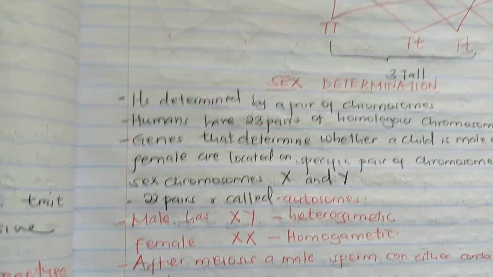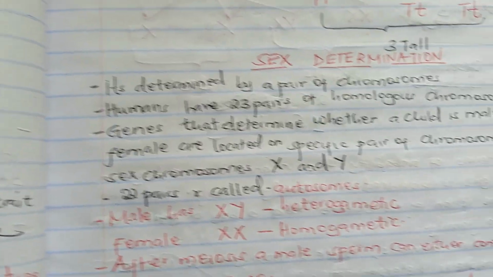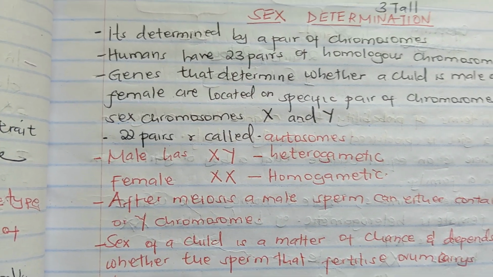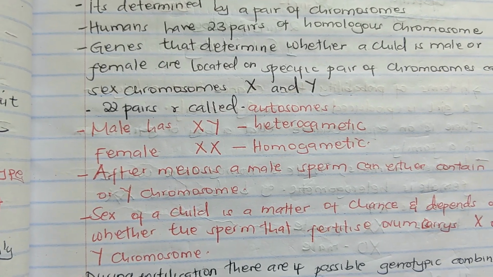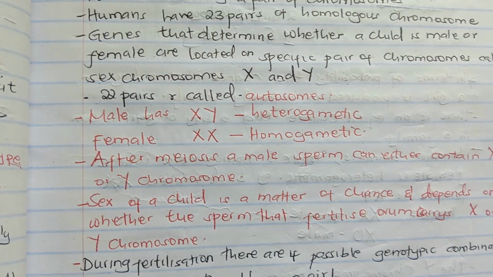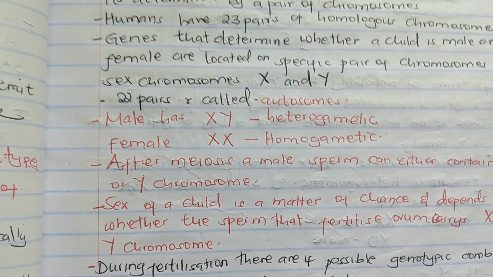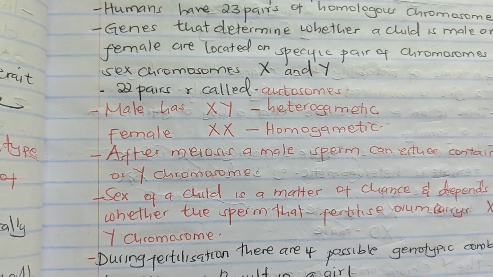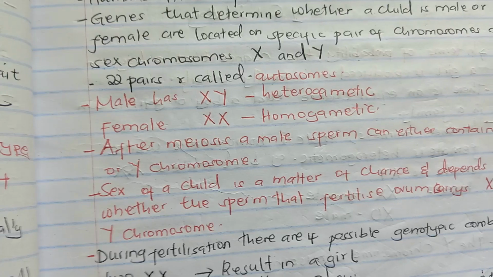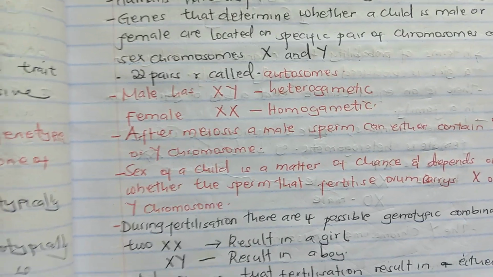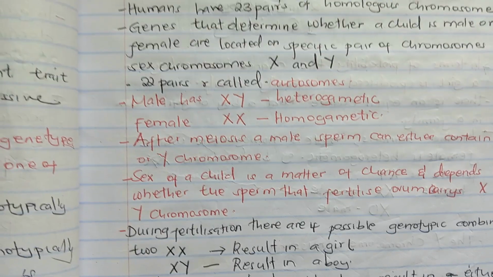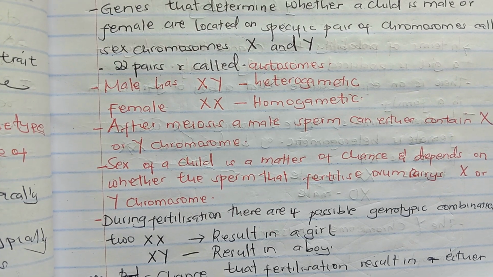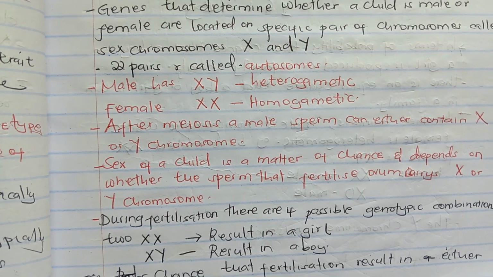Sex determination. Sex is also determined by a pair of chromosomes. Humans have 23 pairs of homologous chromosomes, which means in total they have 46 chromosomes. The genes that determine whether a child is male or female are located on a specific pair of chromosomes known as the sex chromosomes. That is normally chromosome 23. A male has XY, so he is heterogametic, whereas a female has XX and is homogametic. Those are the sex chromosomes of a male and a female.